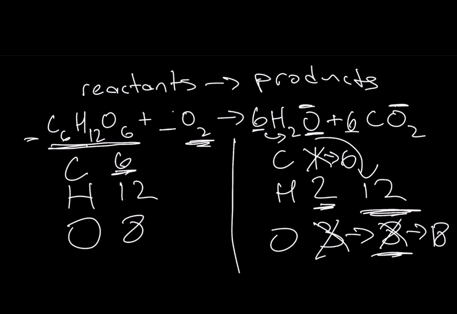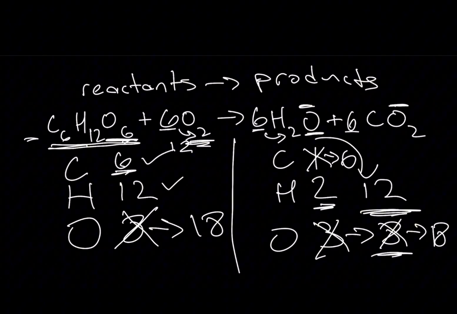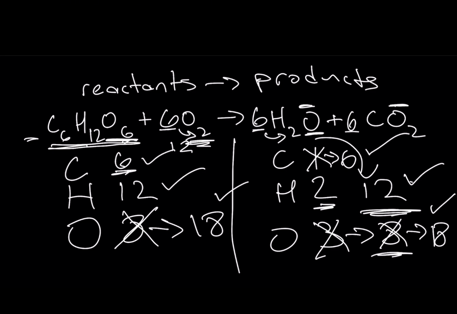So we can do that by putting a 6 in front of it, right? Because now there's 6 oxygen atoms from the glucose, and then 12 from the O2, because 6 times 2 is 12. So 6 plus 12, right? That becomes 18. And now there's the same number of atoms on both sides. And that's how you balance equations.